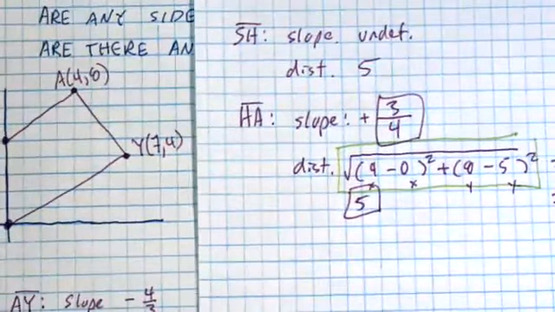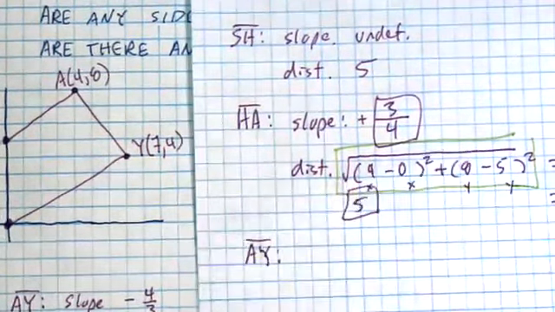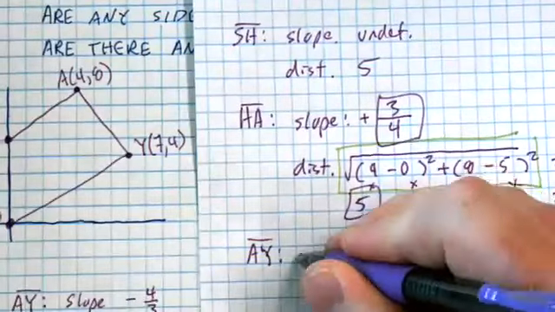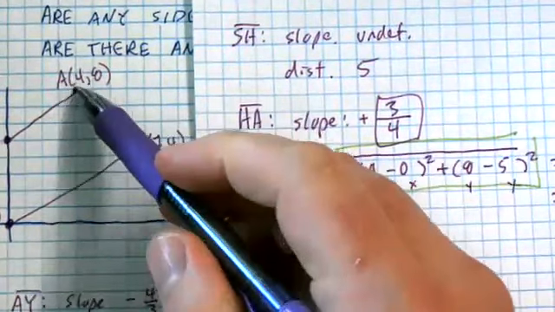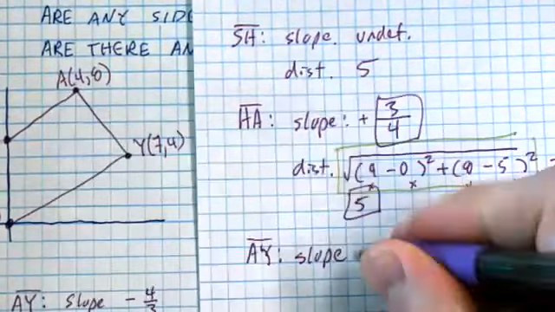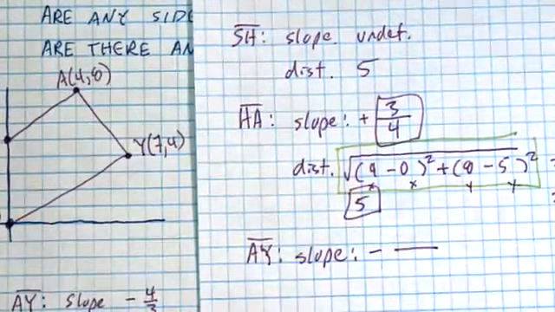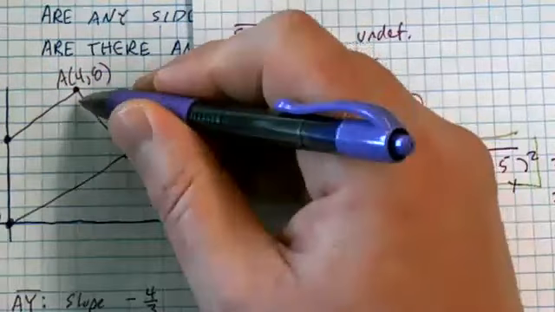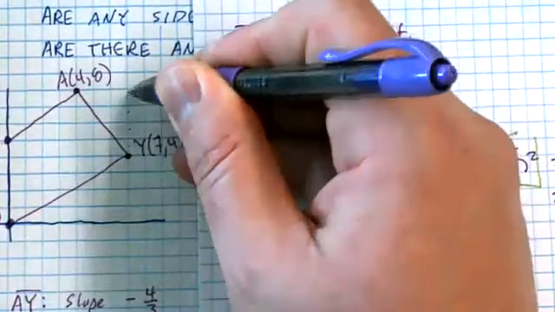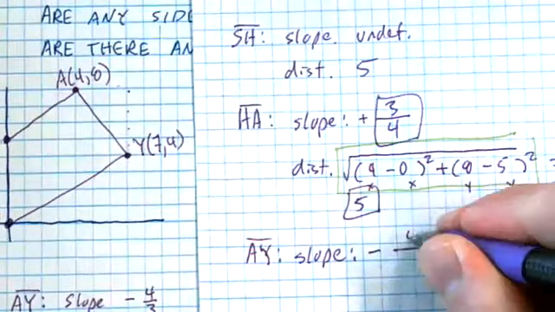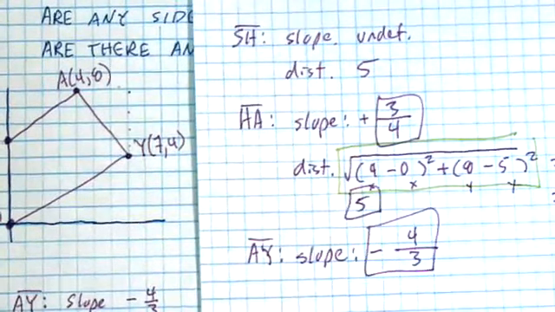We're moving on to AY. So when I do my slope for AY, I'm going to notice that from A to Y, if I'm moving from left to right, I'm going downhill. So my slope is going to be negative. And I don't need the slope formula, I can just count rise over run. So from Y to A, I would rise 1, 2, 3, 4 and run 1, 2, 3. So 4 over 3. So my slope is negative 4 over 3 from A to Y.